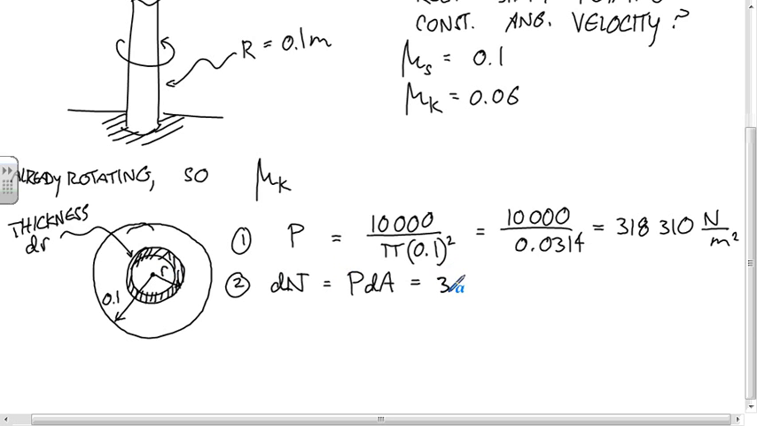Okay, so 318,310 times 2 times pi times r, that's a variable, dr. And so can someone multiply that out for me? Just the 318,000 times 2 times pi. Like exactly? Wow, weird.